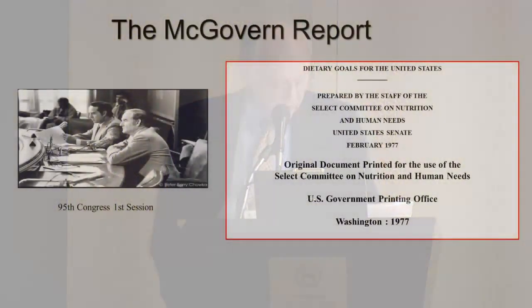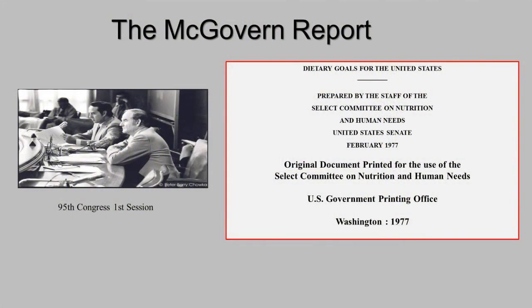The U.S. Senate Select Committee on Nutrition and Human Needs, chaired by Senator George McGovern, released in 1977 its dietary goals for the United States, designed to reduce fat intake and avoid cholesterol-rich foods. These dietary goals became official government policy.